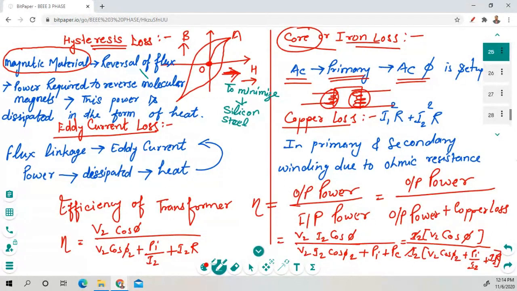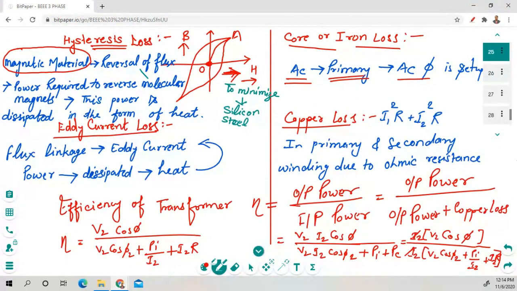What is this iron loss? Inside this there is a material, iron material. This is called iron material. So when any loss occurs between this primary side of the core and the iron material, that loss is called core or iron loss. Understood? Write in the chat box.